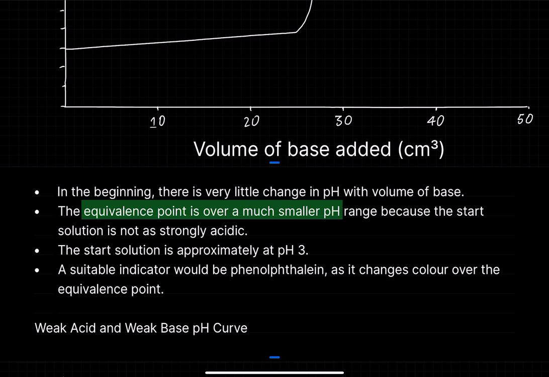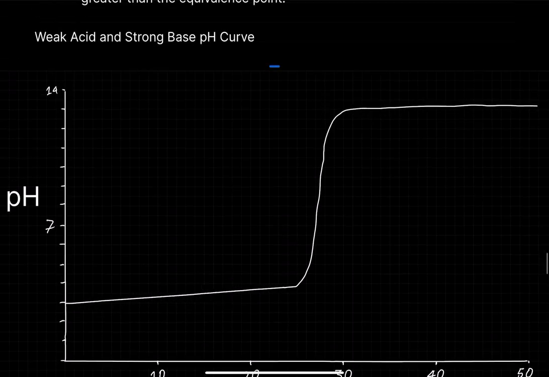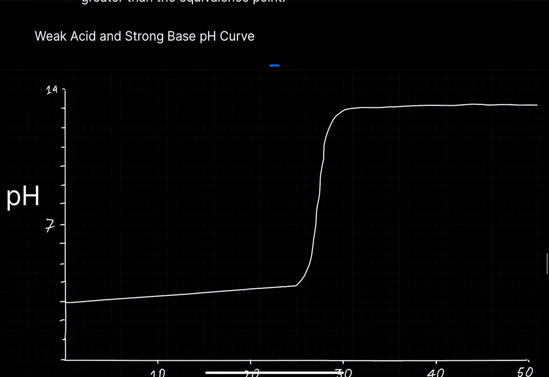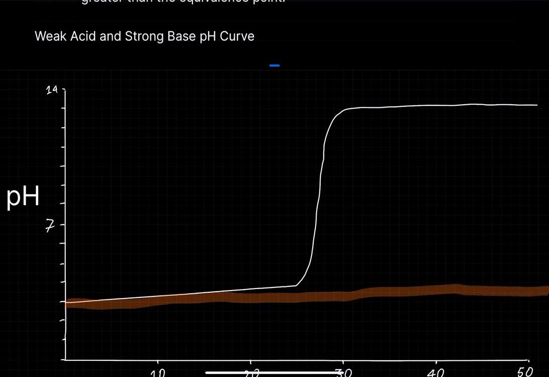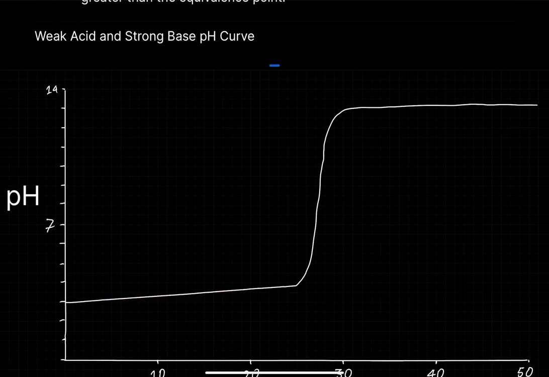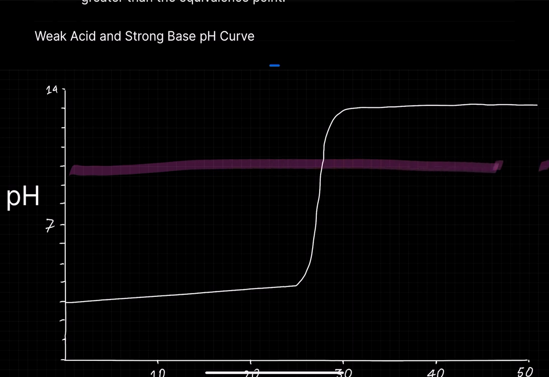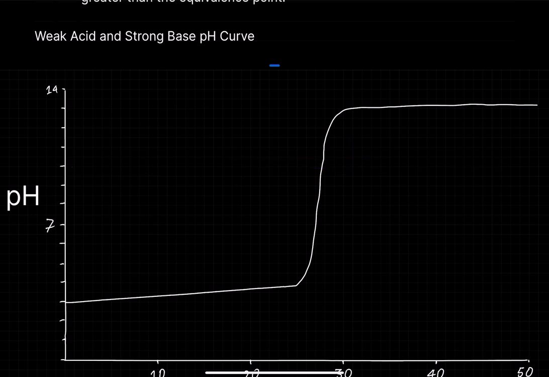So a suitable indicator would be phenolphthalein, as it changes color over the equivalence point. In this case we would use phenolphthalein, and methyl orange wouldn't be good as an indicator, because methyl orange would be, why does it keep going upwards? And that's not very useful to us. Phenolphthalein on the other hand, roughly somewhere around here, would change color over our equivalence point. So this would be a good indicator for us to use.